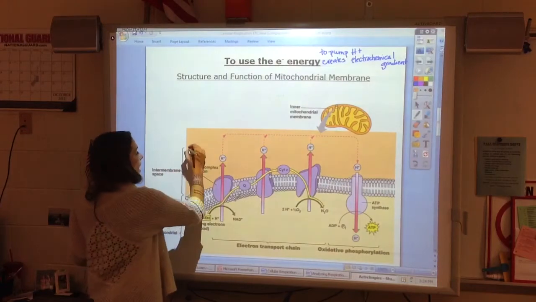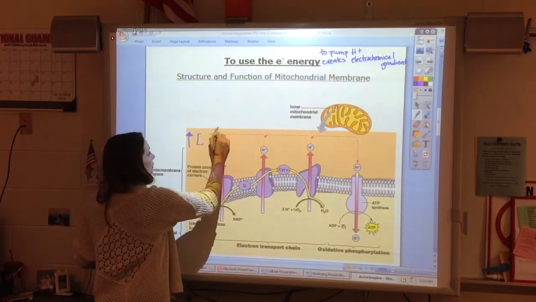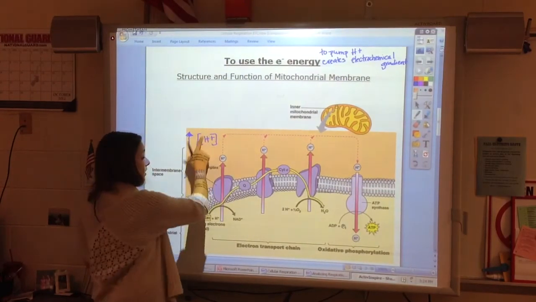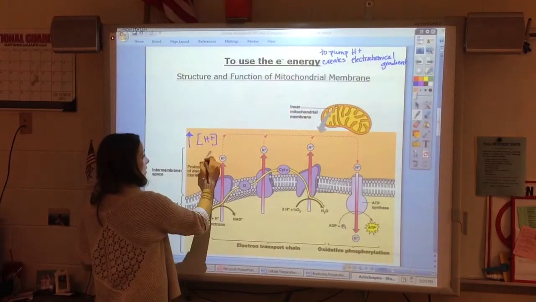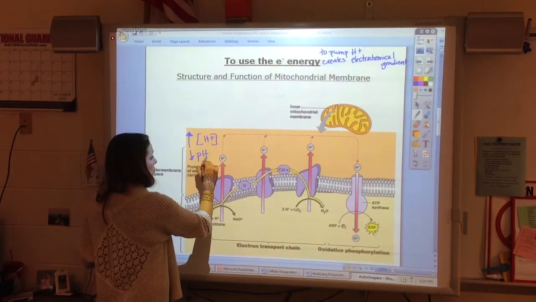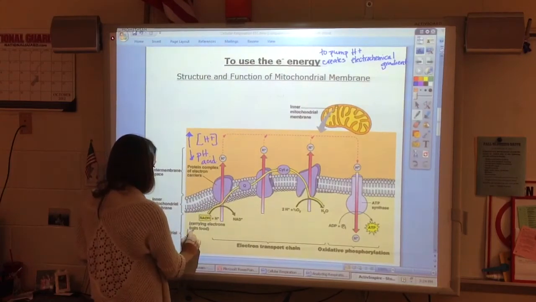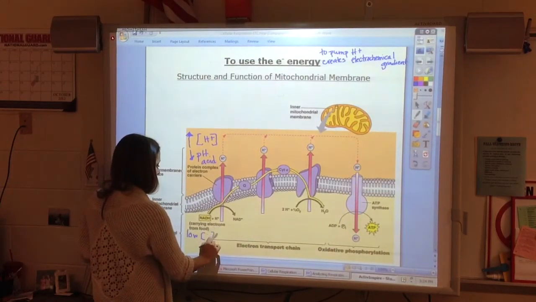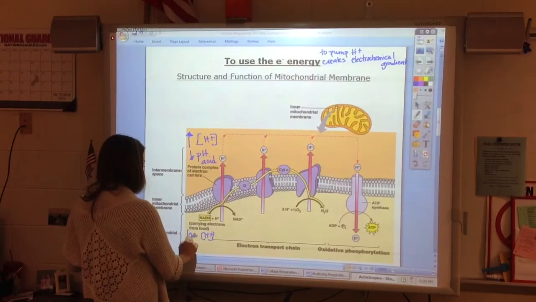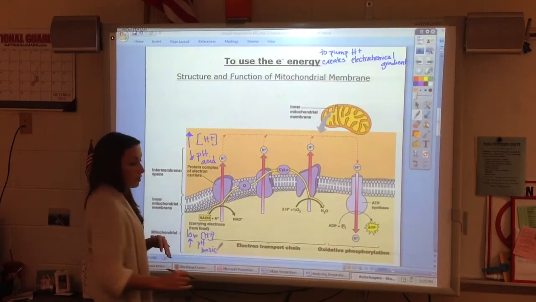We have a high concentration of hydrogen ions. What does that actually mean? Well, we know that the concentration of hydrogen ions is actually the pH. So this means that the pH is actually very low. We're actually an acid out here. We have a low concentration of hydrogen ions in the matrix. So this means we actually have a higher pH. This means that the matrix is actually very basic.